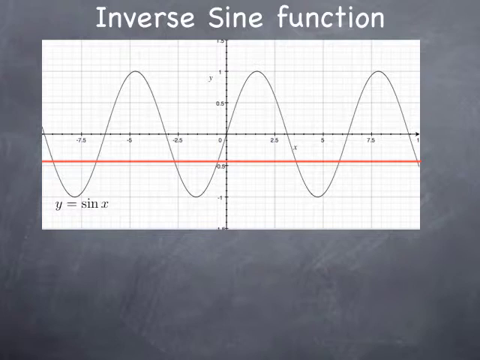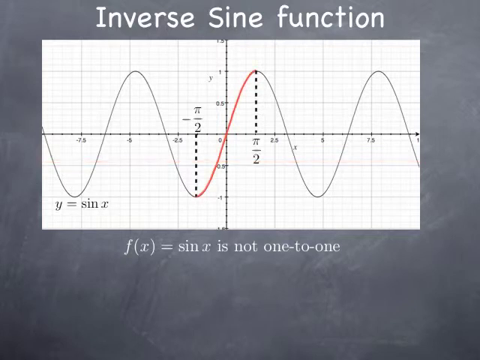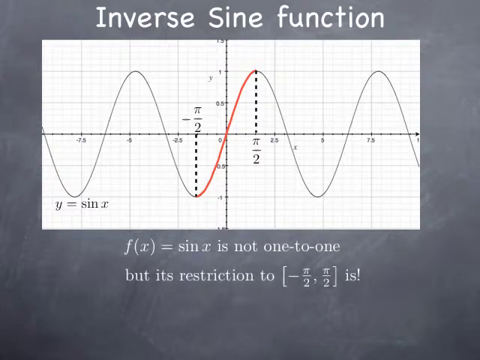However, we could consider a restriction. For instance, as you can see, the function is not 1 to 1, but if I take its restriction to the interval -π/2 to π/2, then on that branch of the graph, the function is increasing. In particular, it's monotone and therefore 1 to 1. So the restriction of the sine function to the closed interval from -π/2 to π/2 is 1 to 1, and we could consider its inverse function.